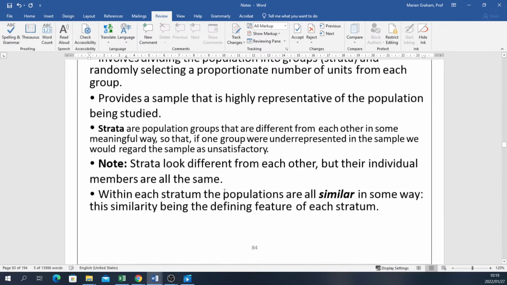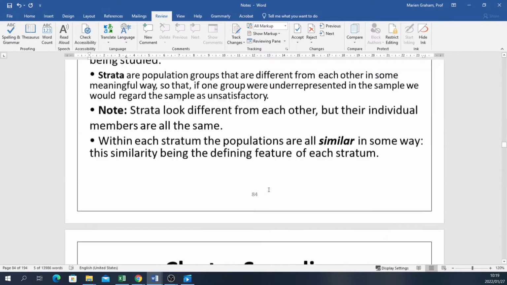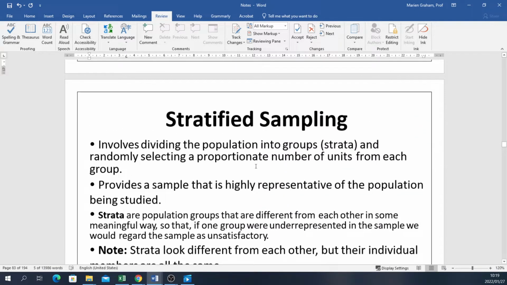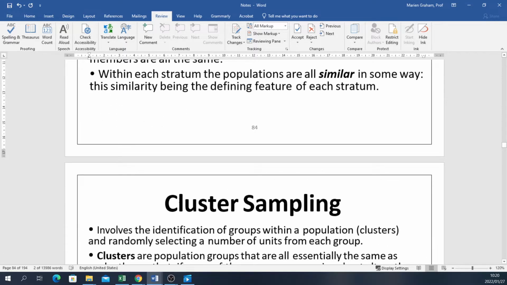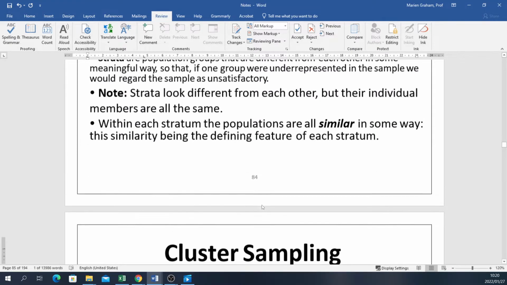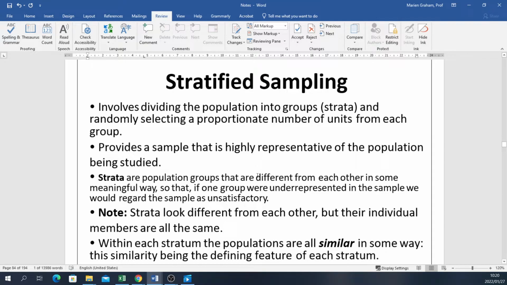Now we have stratified sampling and cluster sampling. They are very similar. They both make groups. So with stratified sampling, we call the groups strata, and with cluster sampling, we call the groups clusters, but we are basically creating groups and then picking people from the groups. But what's the difference between the two?